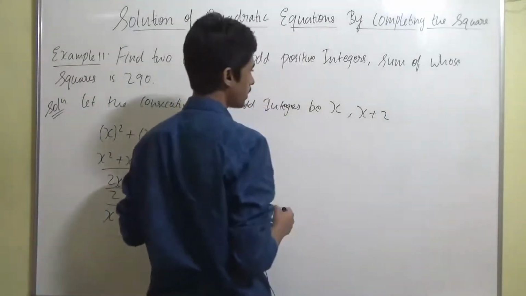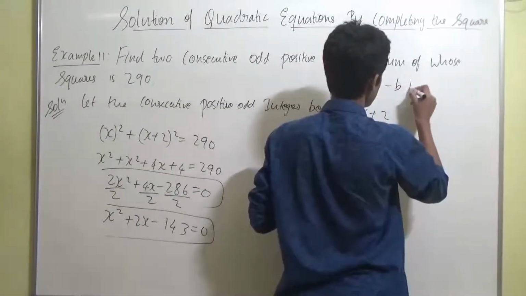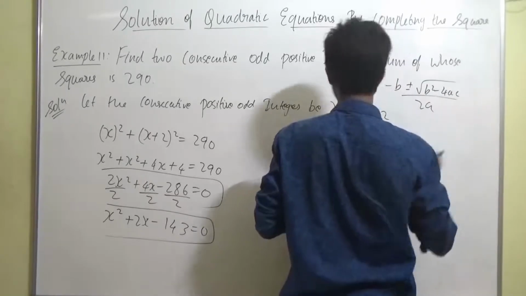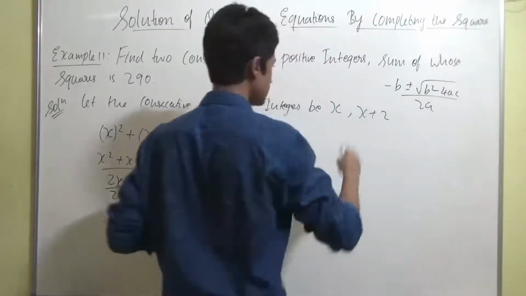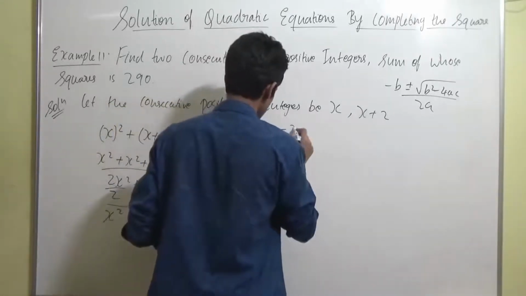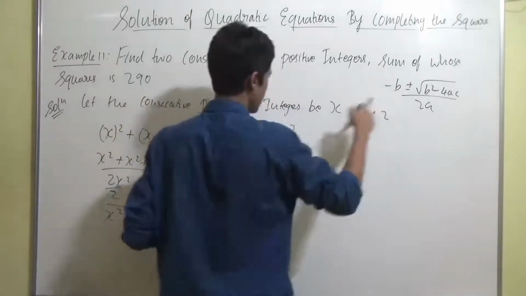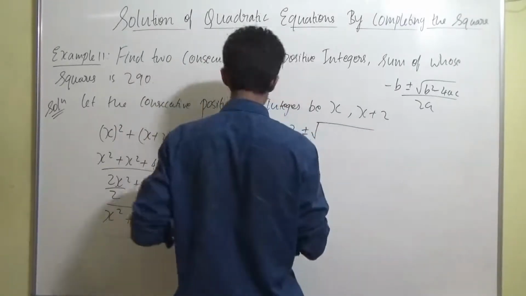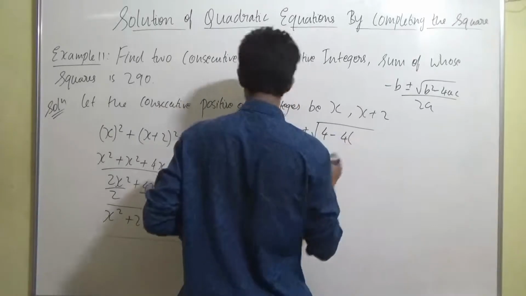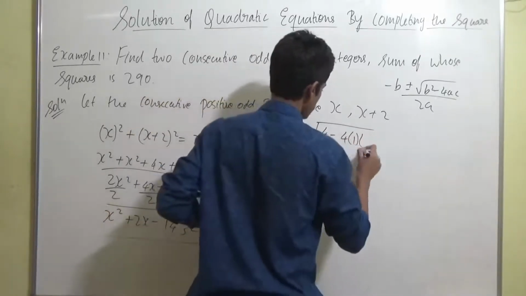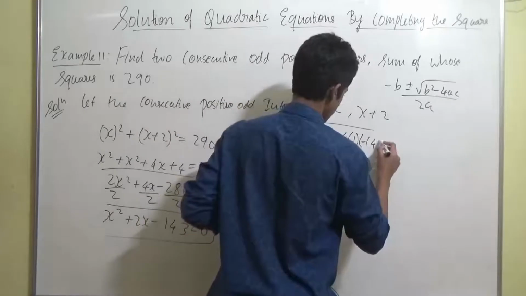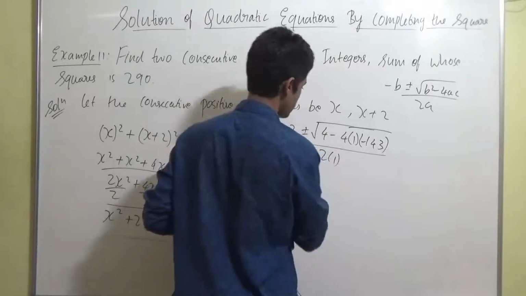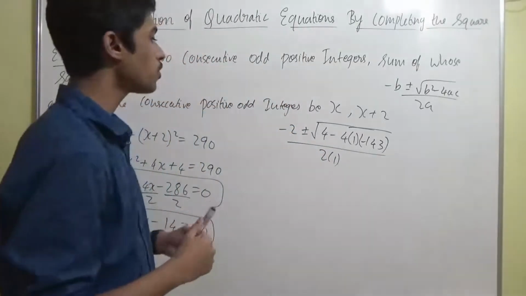Now we have to solve it using the quadratic formula. So first let me write the quadratic formula here. It is minus b plus or minus root of b squared minus 4ac, by 2a. Let me now substitute the values of a, b, c into the equation. It will become minus 2 because b is plus 2, right? So minus b becomes minus 2 plus or minus root of b squared, which is 2 squared, that is 4, minus 4 into a into c, which is minus 143, by 2a. A is 1, so it is 2 into 1. Right, guys?